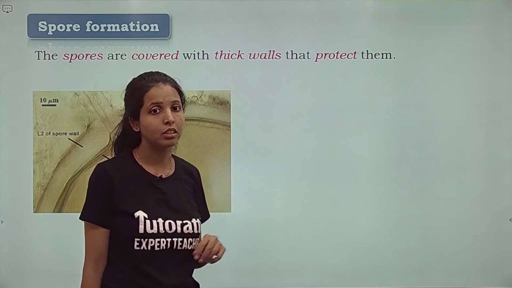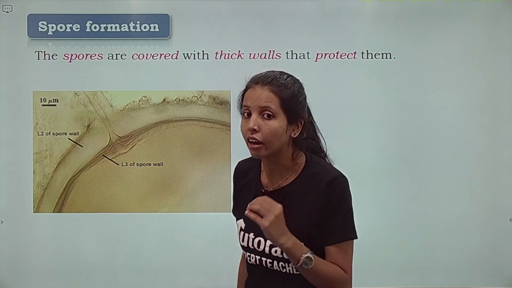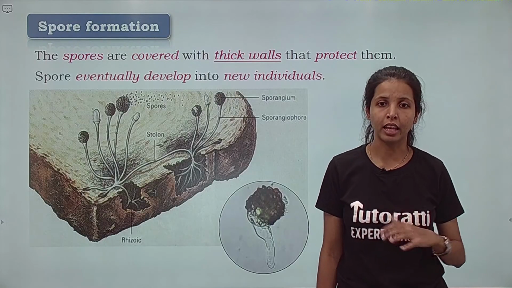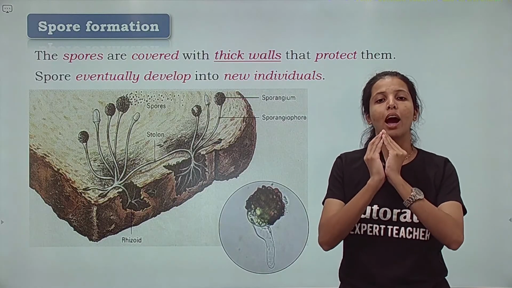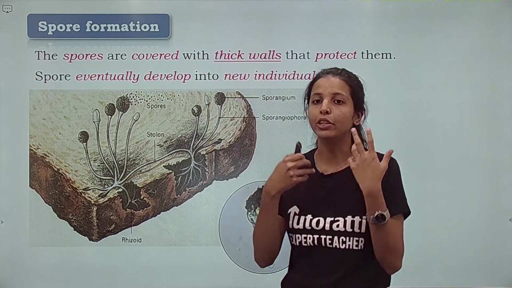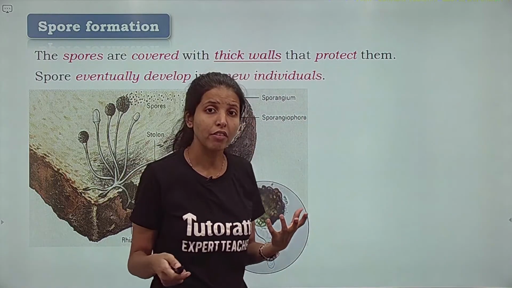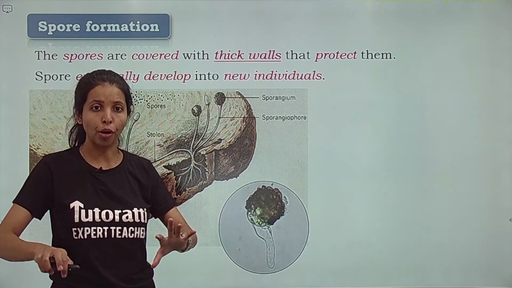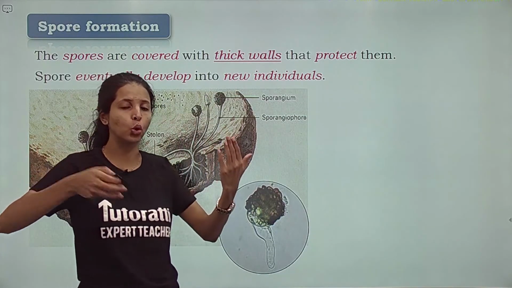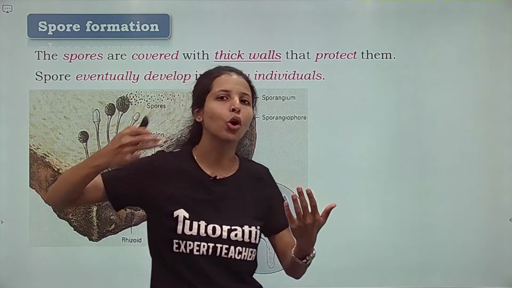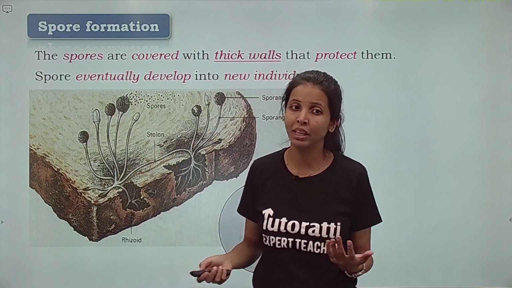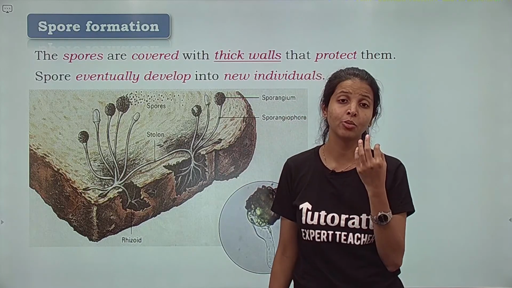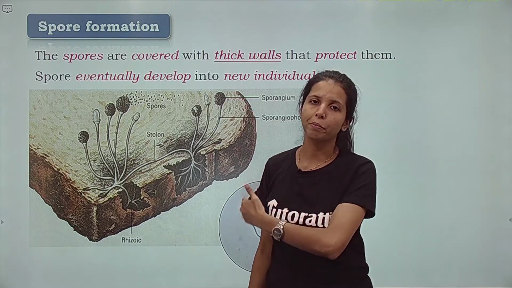Now what happens is these spores are covered with a thick wall that is going to protect them. These spores are eventually going to develop into new individuals. Wherever they find a moist and warm place, they are going to germinate there. Germinate is nothing but grow, and thus new colonies and new individuals बनते ही जाते हैं. So spore से species maintain करते हैं. That is why it is called spore formation.